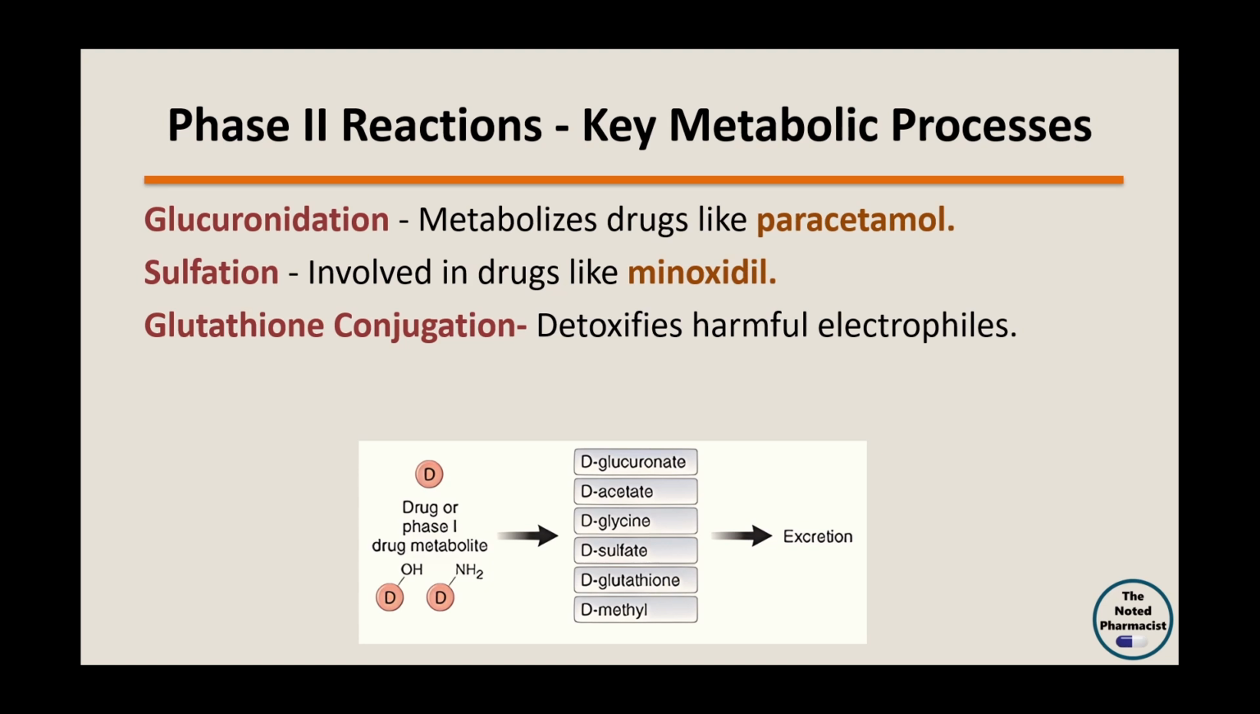Some of the key processes in phase 2 reactions include glucuronidation, sulfation, and glutathione conjugation. Glucuronidation, for instance, helps metabolize drugs like paracetamol via UDP-glucuronosyltransferase. Sulfation plays a role in the metabolism of drugs like minoxidil.